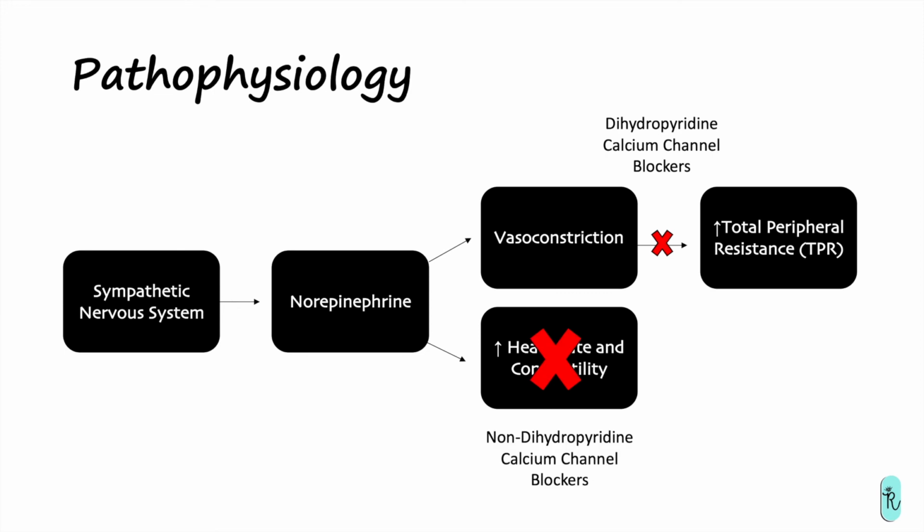Non-dihydropyridine calcium channel blockers can also work as antihypertensives, but work best in stable ischemic heart disease by decreasing oxygen demand by decreasing heart rate, or chronotropy, and the strength of the heart's contraction, or inotropy, by preventing calcium ions from entering vascular smooth muscle and contractile myocardial cells. We will focus on dihydropyridine calcium channel blockers as our primary antihypertensive calcium channel blockers.